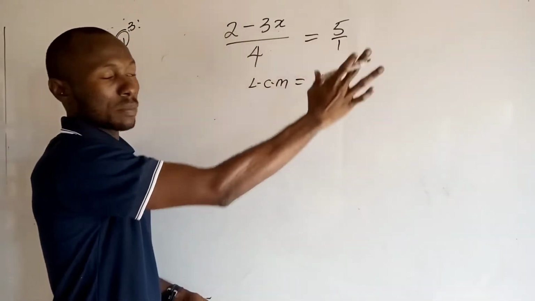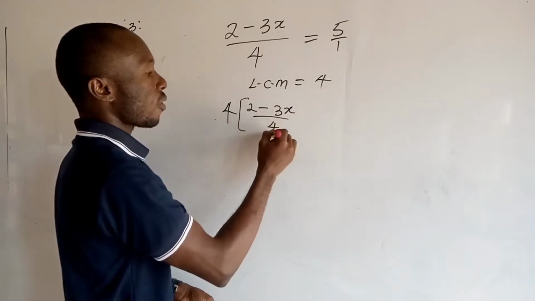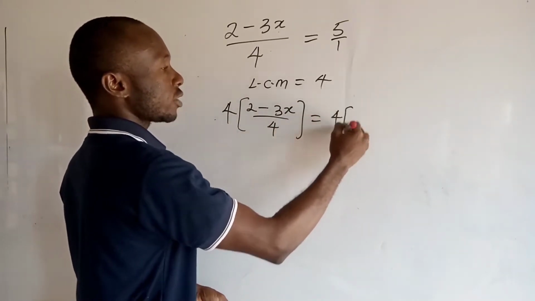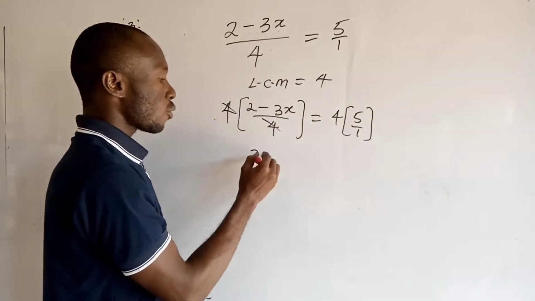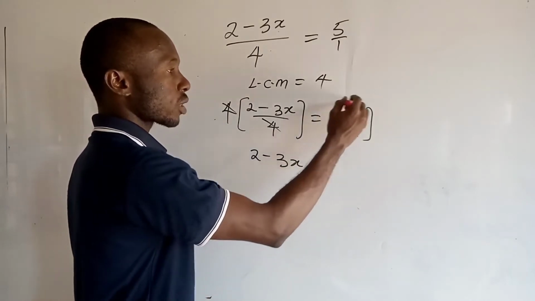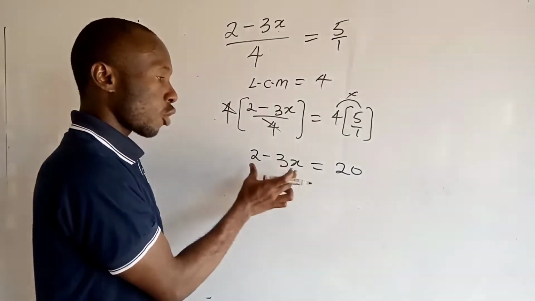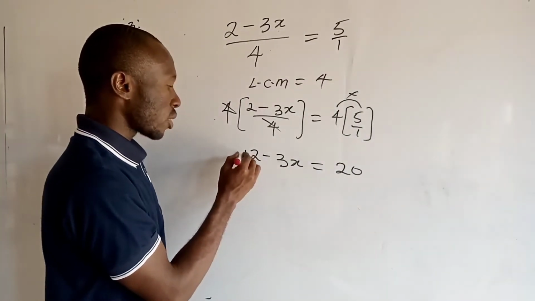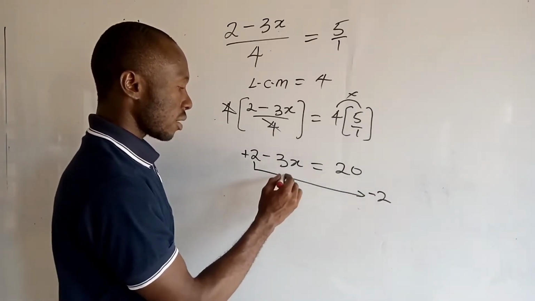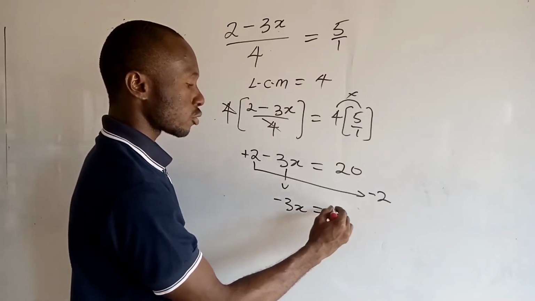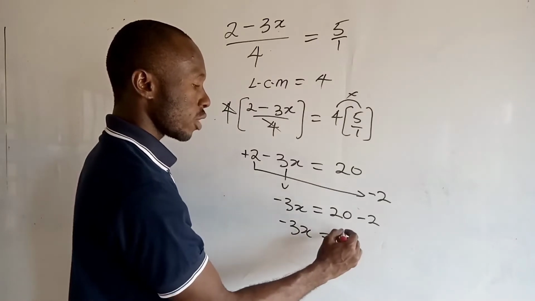So I'm going to multiply both sides by 4. So I have 4 into 2 minus 3x upon 4 equal to 4 into 5 upon 1. So this 4 will take away this 4. So I have 2 minus 3x is equal to 4 times 5, which will give me 20. Then I will collect like terms. I will take this positive 2 to the other side of the equation, and it becomes negative 2. So I have negative 3x is equal to 20 minus 2, so I have negative 3x is equal to 18.